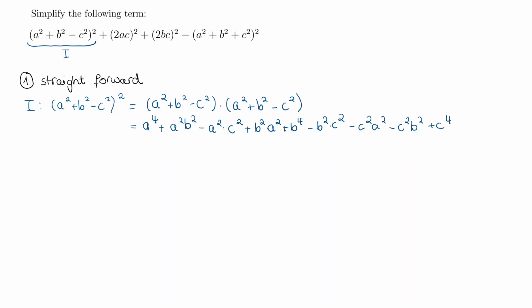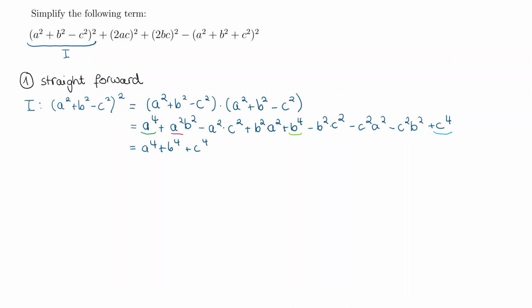Great! So we eliminated the brackets, and now we look at the same parts. We have a to the power of 4, then we also have 1 b to the power of 4, and then we also have 1 c to the power of 4. So we have a to the power of 4 plus b to the power of 4 plus c to the power of 4.